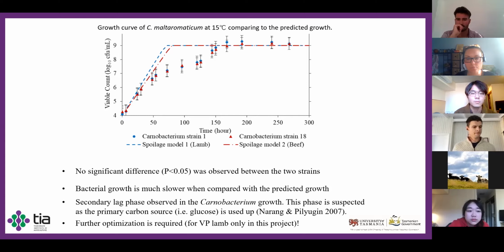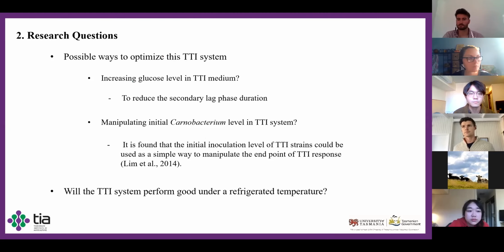So it's very common in microbiology. And the second one is at the middle part of the growth, and we call it the secondary lag phase. This phase is suspected to be because the primary carbon source is used up. From this information above, we know we need some optimization for this TTI to be more successful.